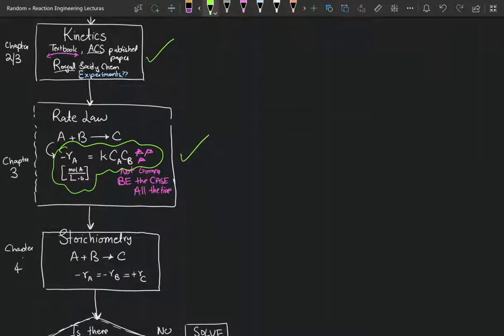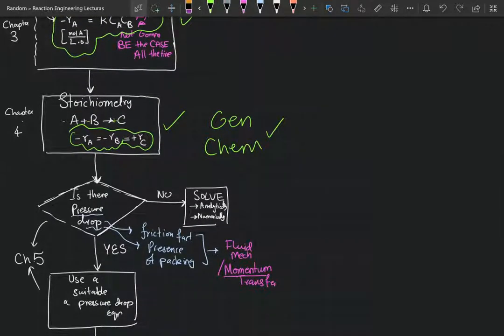And if 1 mole of A is being consumed, 1 mole of B is going to be consumed, and 1 mole of C is going to be generated. Some gen chem. Good job. And yeah, pressure drop. Well, pressure drop is going to be scary at first. It's going to be very scary, but we're going to make some sense out of this chaos.